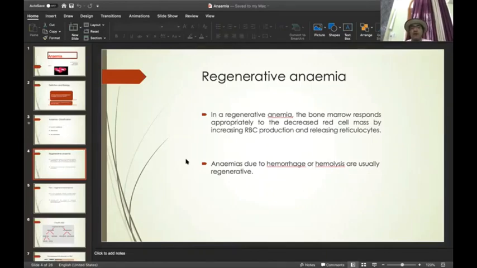The bone marrow responds appropriately to the decreased red cell mass by increasing RBC production and releasing reticulocytes. Now my question is, what are reticulocytes? Here it is written, release of reticulocytes. Anyone? We were discussing immature RBC, sir. Immature RBC is reticulocyte. That's a good answer.